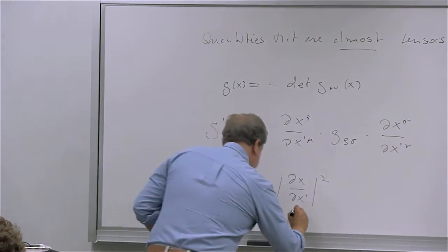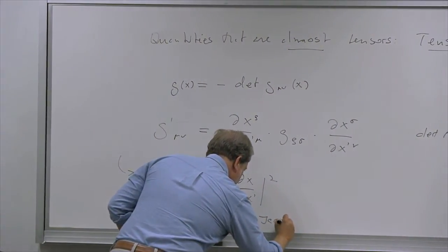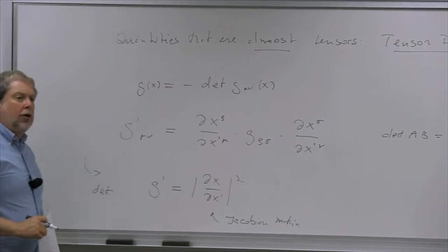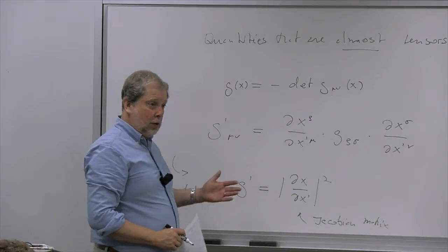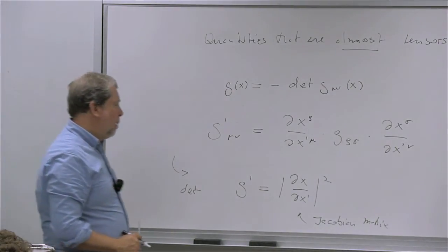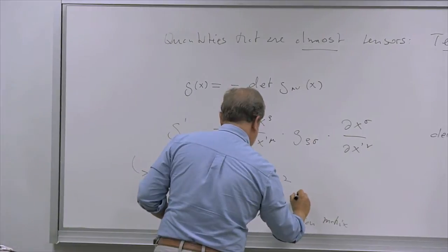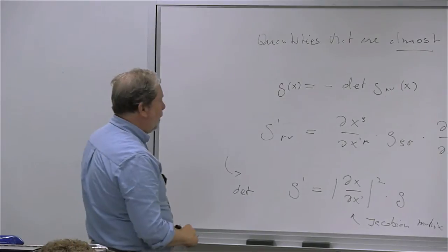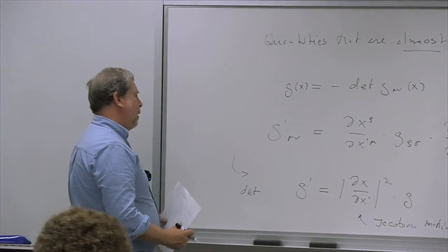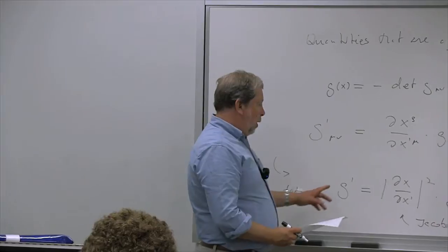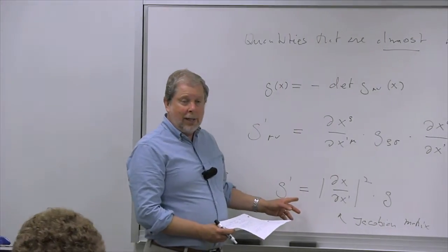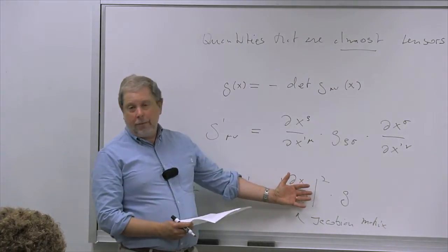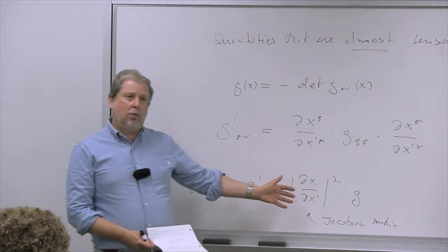That is the Jacobian matrix, the matrix built out of the derivatives of the x with respect to the x prime, and then times the determinant of this guy, which is just g, or minus g. The sign cancels out, so it doesn't matter. What this shows us immediately is that the determinant of g is not a scalar, because if it was a scalar, then there wouldn't be this factor in here. It would be just 1.